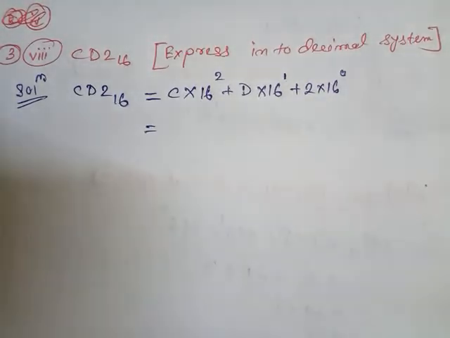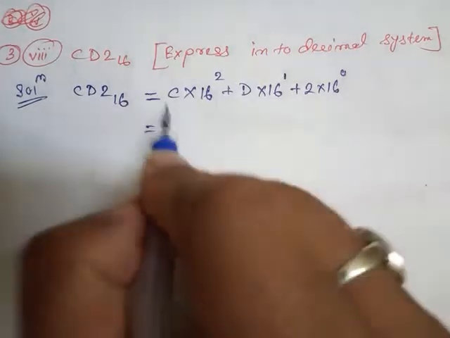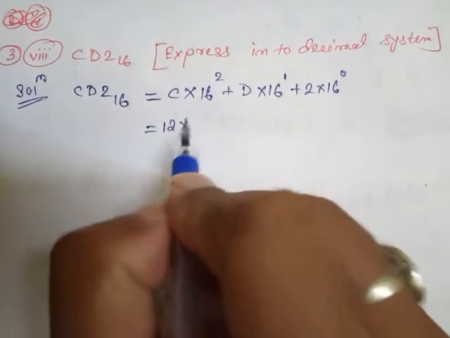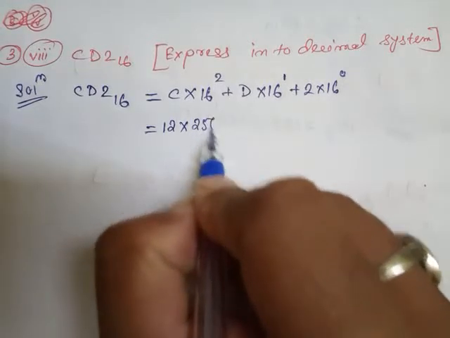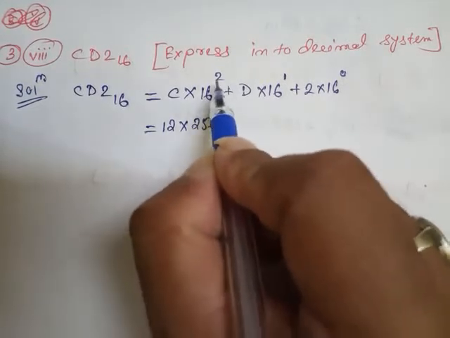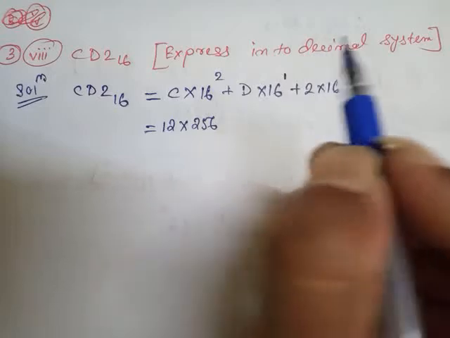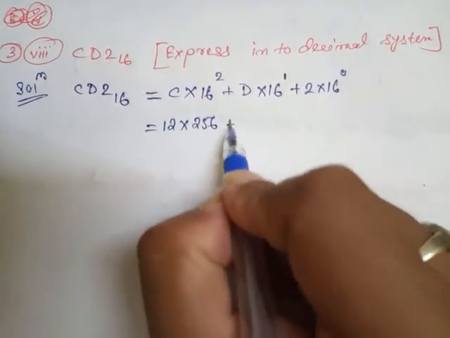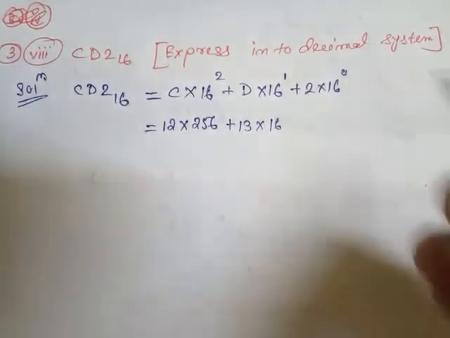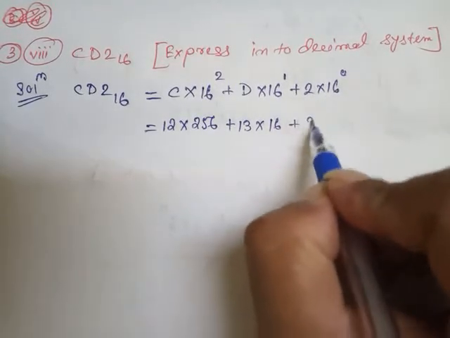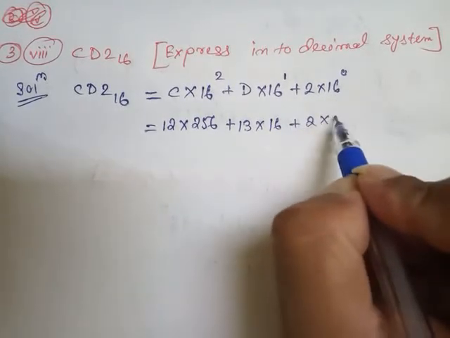In hexadecimal C is 12, and 16 square is 256. It is not like 16 to the 32, not like this. 16 into 16 means 256. In hexadecimal D is 13, and 16 to the 1 is 16, and 2 into 16 to the 0 means 1.